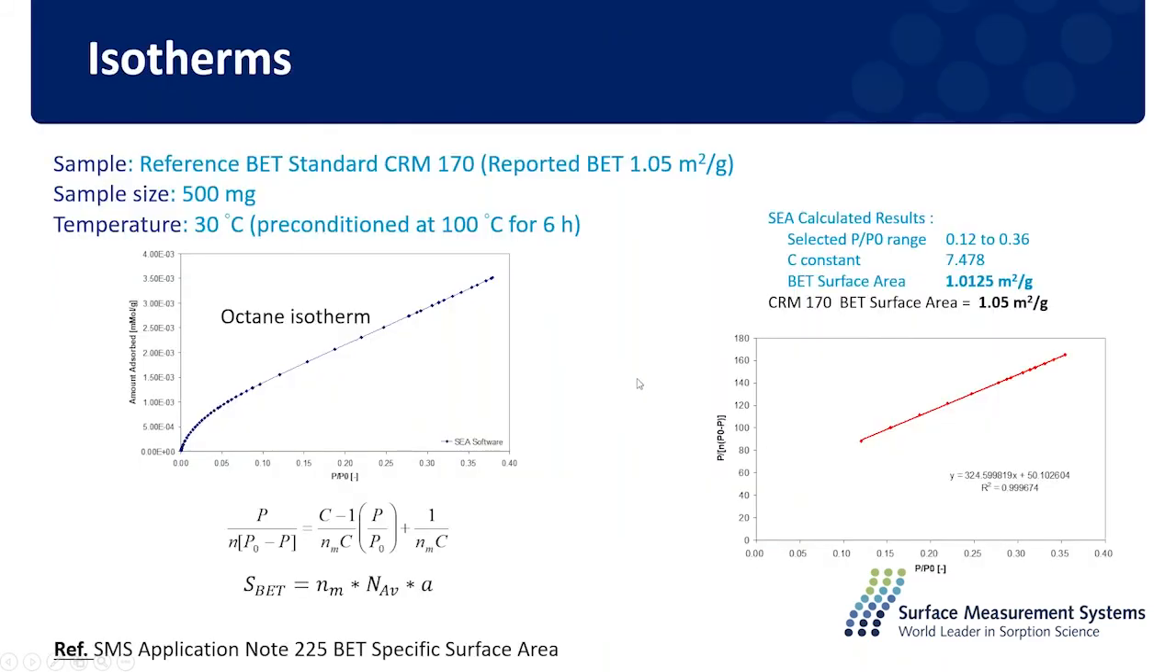So here we can see on this slide how this method performs at measuring the BET of a sample with a known BET. This is a BET standard, CRM170. This has a reported value of 1.05 square meter per gram. And what we did was we packed a column with 500 milligrams of this sample. We then preconditioned our sample at 100 degrees C for 6 hours prior to running our experiment.